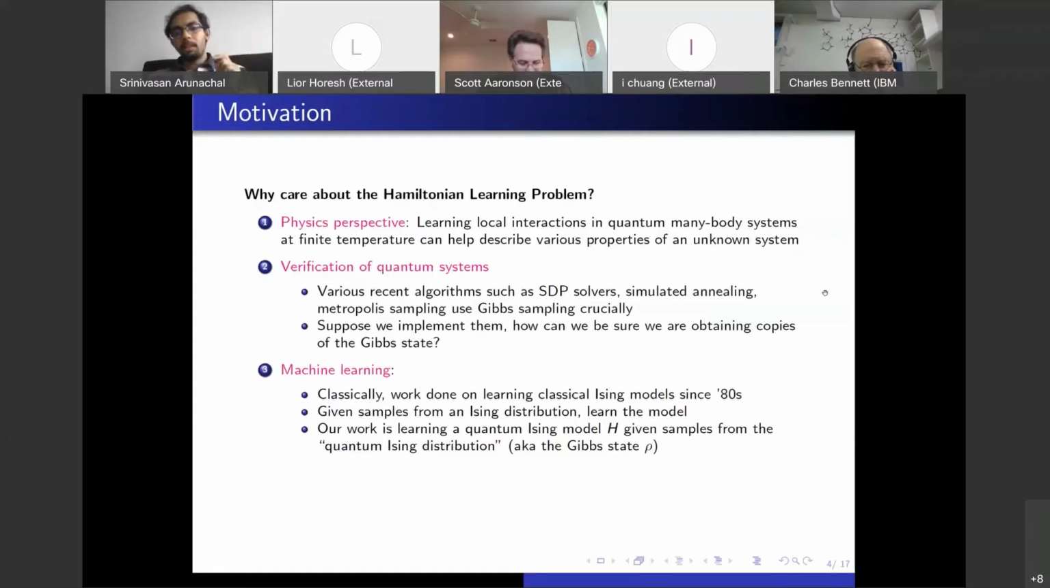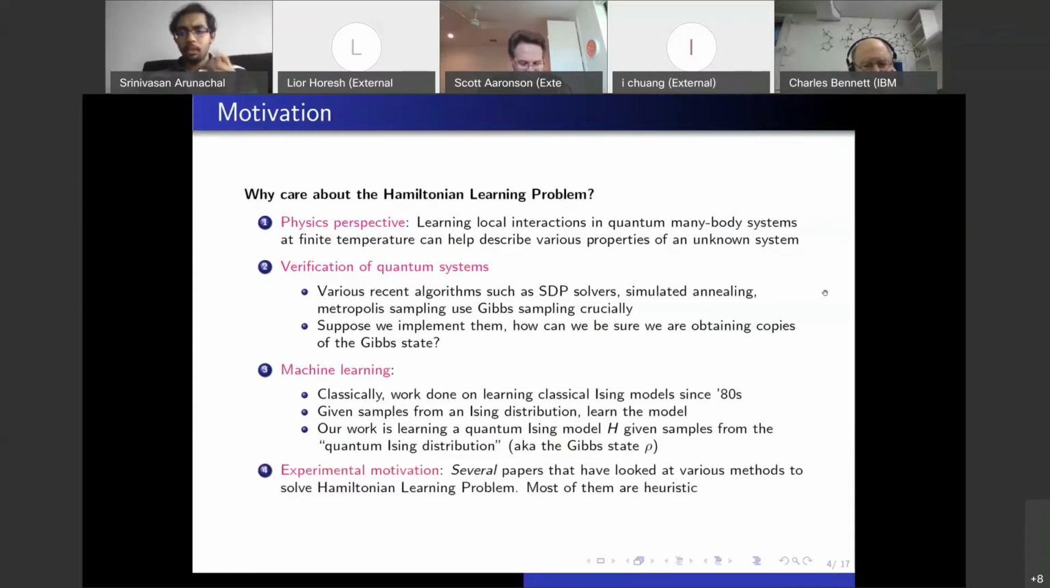And finally, this experimental motivation. As I said, in the past few years there have been many works that have looked at learning Hamiltonians. Most of them have been heuristic, and it would be interesting to see if you can formally and provably show whether the Hamiltonian learning problem can be solved, and what its complexity is.